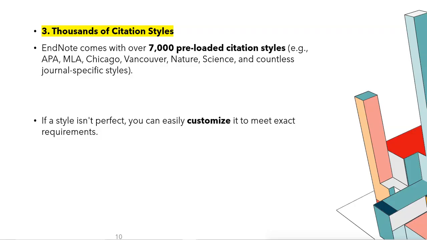The third feature is thousands of citation styles. EndNote comes with over 7,000 preloaded citation styles. For example, APA, MLA, Chicago, Vancouver, Nature, Science, and all journals can have their own styles in EndNote. If a style isn't perfect, you can easily customize it to meet the exact requirement.